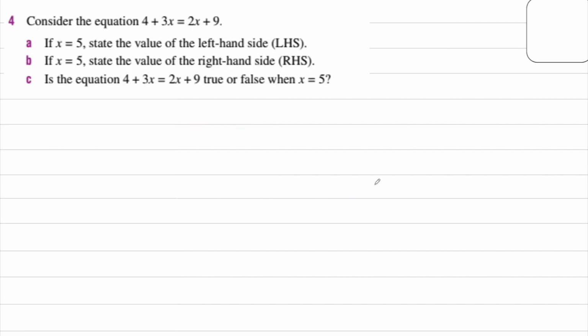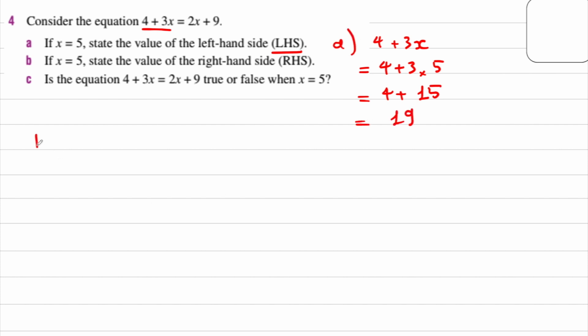And the next one, consider the equation here, x equal to 5, state the value of the left hand side. Okay, which one is the left hand side? You got 4 plus 3 times x as the left hand side. X equal to 5 means 3 multiply 5. After that, you got 4 plus 15, and then you got 19. We finish question A. About question B, x equal to 5, state the value of the right hand side. The right hand side means 2x plus 9. So 2 multiply x, which is 5, add 9, you got 19 here.